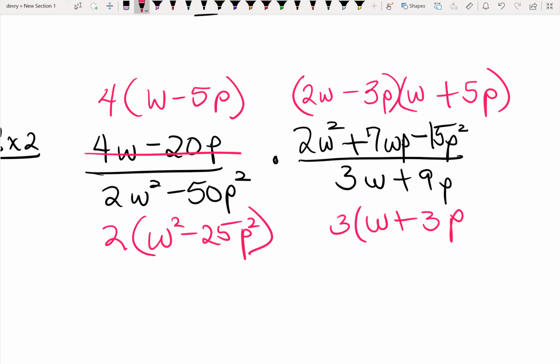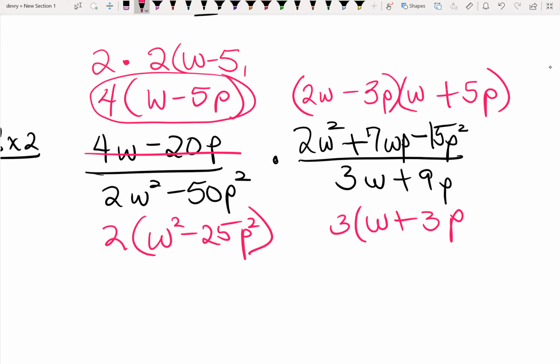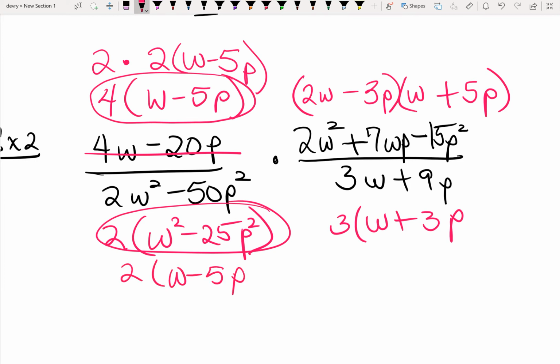Okay, so now I'm at this stage. I want you to consider this. This is going to seem kind of odd to you, where I'm going to look at this again and re-express this as 2 times 2 times w minus 5p. It's kind of an off-grid way of matching this up, because I can factor this further, and this right here is going to become 2 times w minus 5p, notice why I did that, times w plus 5p.